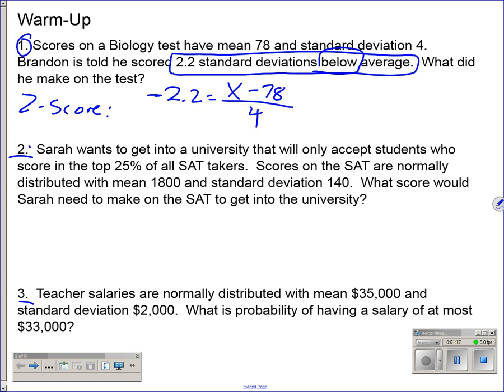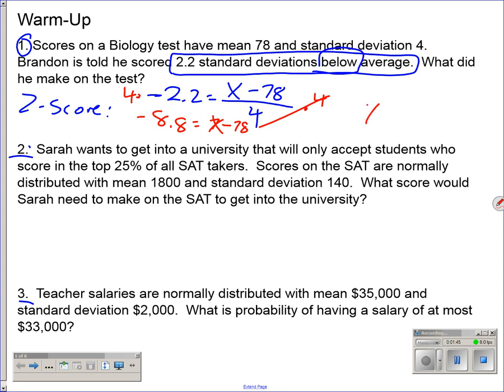And then just solve. Some people just do this kind of logically in their head, and they tell me they do, but what they're really doing is this formula. They multiply it by 4 and then add 78. So multiply by 4 and subtract. So what's that? Negative 8.8 equals x minus 78. Add 78 to both sides. What's 78 plus negative 8.8?